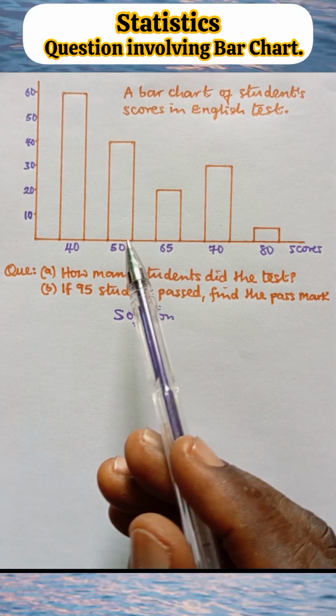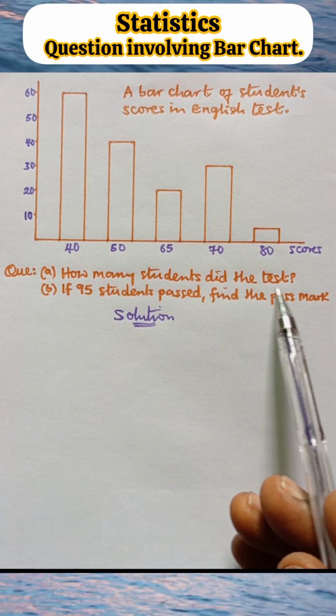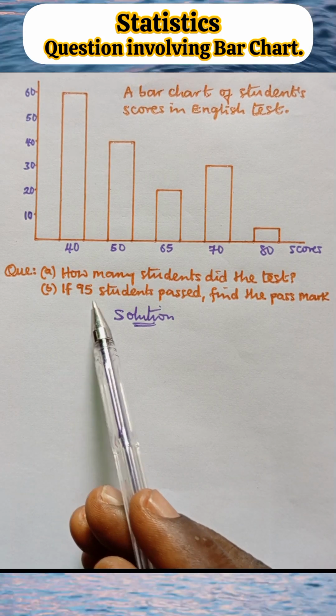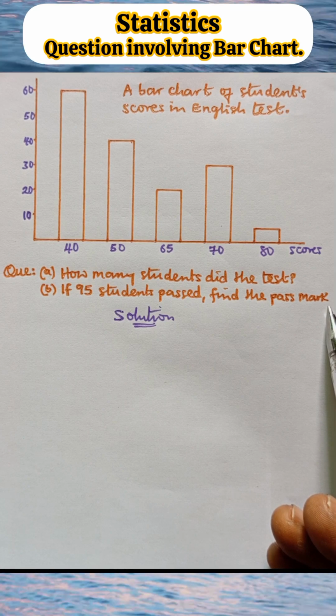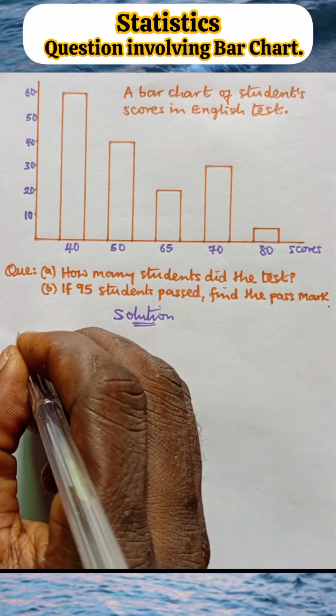And the question says, A. How many students did the test? And question B. If 95 students passed, find the pass mark. And here is the solution. Let us start with the first question.